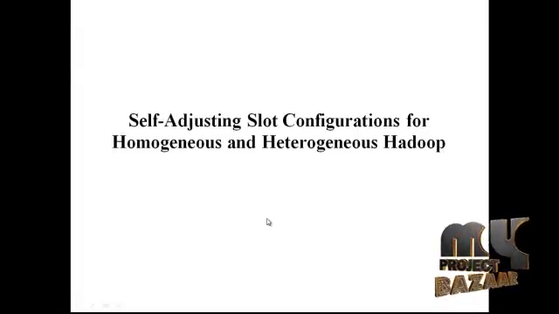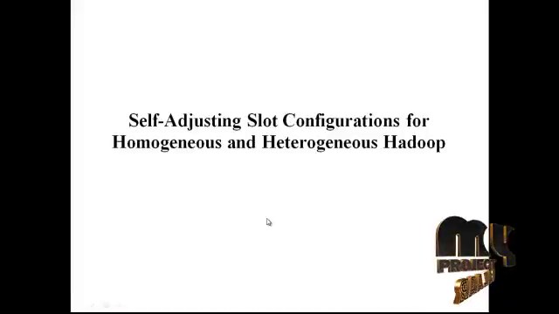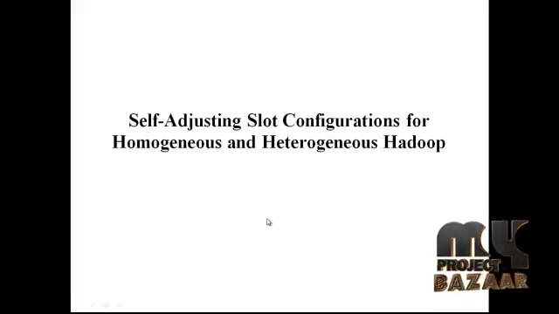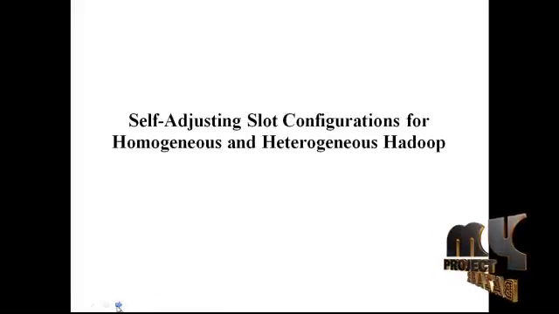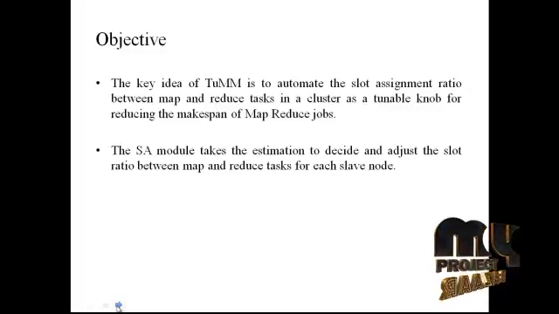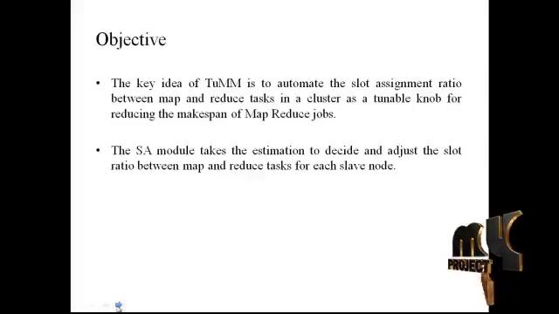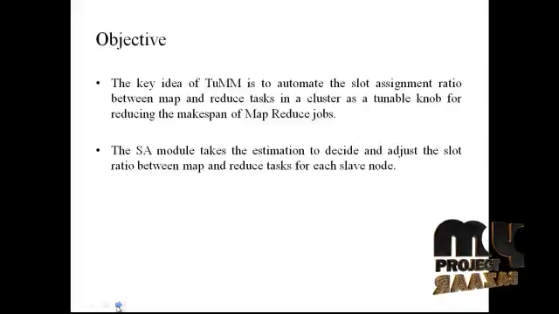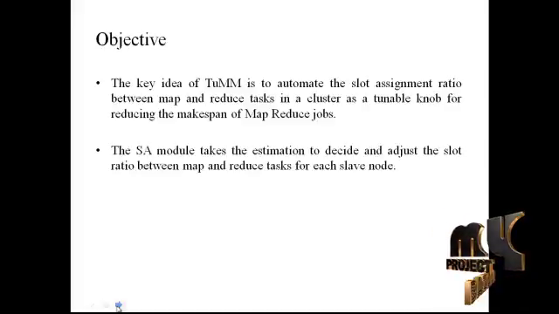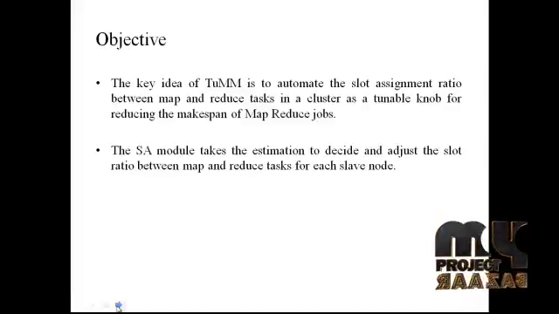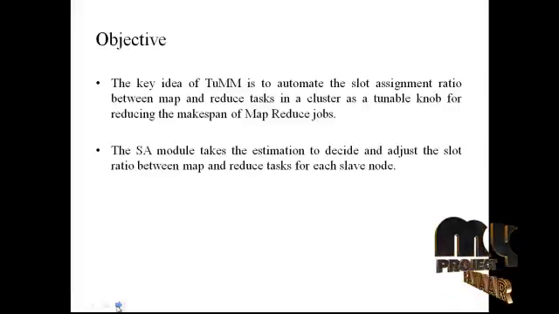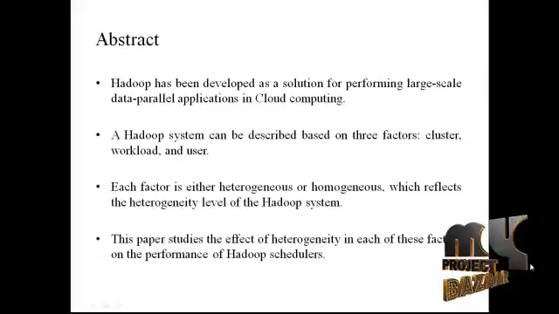Now let me discuss the title of the process. The title of the process is self-adjusting slot configuration for homogeneous and heterogeneous Hadoop. The main objective of the process: the key idea of TUMM is to automate the slot assignment ratio between map and reduce tasks in a cluster as a tunable knob for reducing the makespan of MapReduce jobs. The SA model takes the estimations to design and adjust the slot ratio between map and reduce tasks for each slave node.